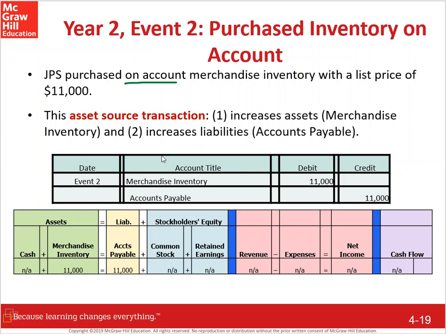So merchandise inventory, the asset, is going up with a debit, $11,000, while accounts payable, a liability, is going up with a credit, $11,000. So an asset source transaction, both sides of the equation are increasing, and no cash flow because it's on account. So when we do pay later, we're going to pay some of that accounts payable, then it'll be OA. But right now it's nothing because no cash changed hands.